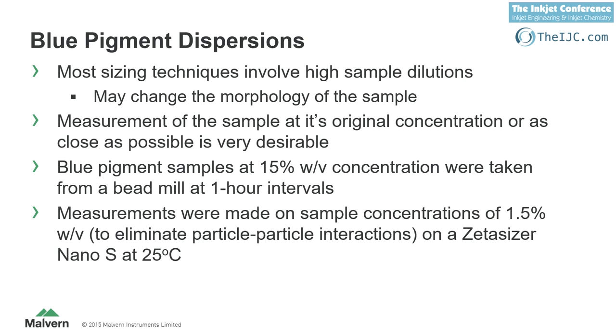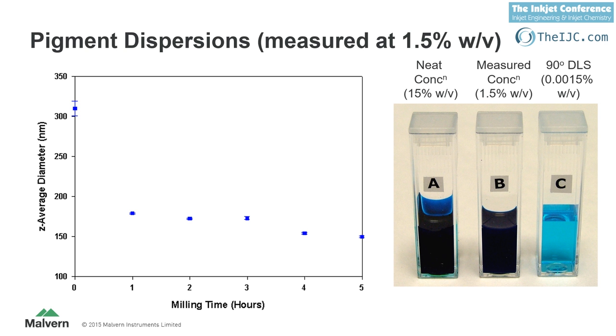And here we've got a blue pigment sample that was at 15% weight volume, and we've taken samples from a bead mill over 1 hour intervals, and measurements were made at sample concentrations of 1.5% weight volume, so we've diluted it a little bit in order to eliminate the particle-to-particle interactions. So we need to get rid of those so that it's pure Brownian motion that we're looking at, and then measured on the Zetasizer Nano at 25 degrees C.